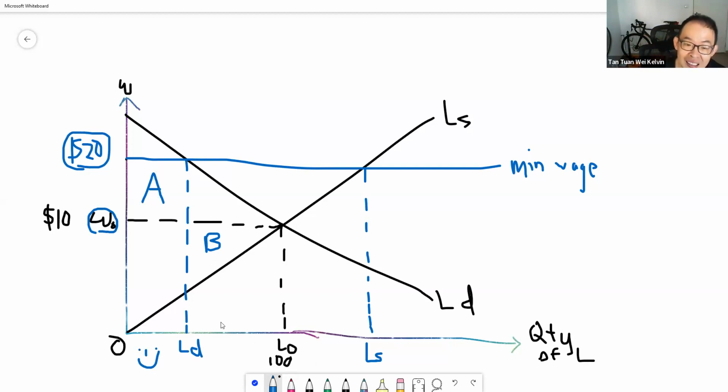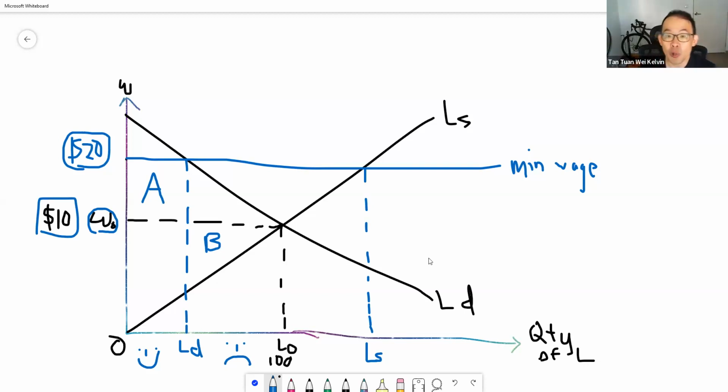But other workers are worse off because they were happily working at $10 per hour and they were able to get B as their producer surplus. But now they don't get hired, so they actually lose B. So the key is that A may be bigger than B, or B may be bigger than A, depending mainly on the labor demand elasticity. So not all workers are better off.